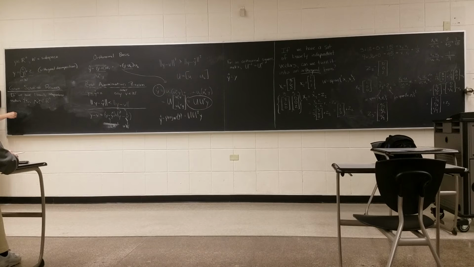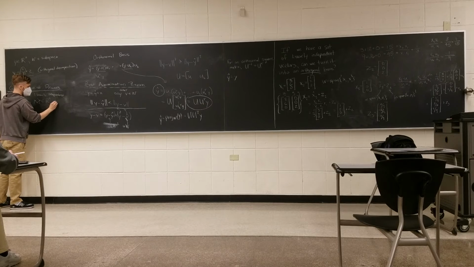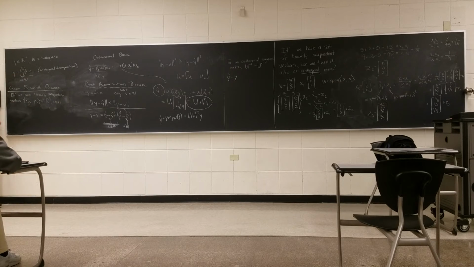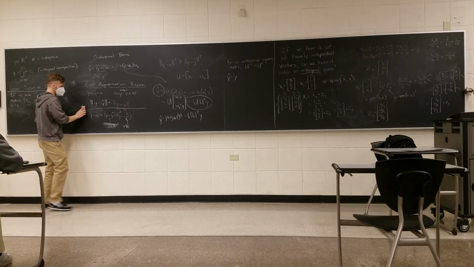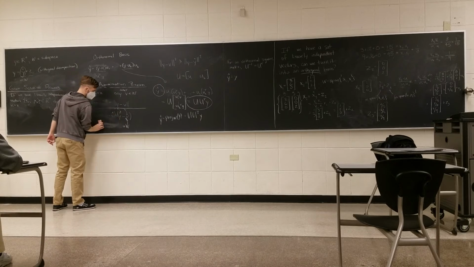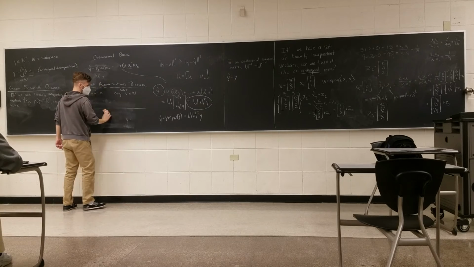So if we have this, then we go through this step-by-step process, one step for each of these things. The first step is the easiest one. u1 equals x1. So we're trying to build an orthogonal set of vectors, an orthogonal basis for the same space.